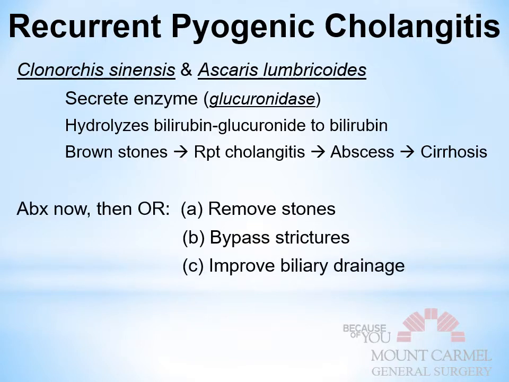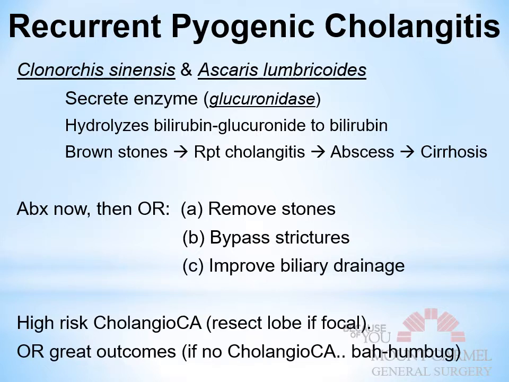You do antibiotics now, then you go to the OR. So what's the point of the OR? Well, you're going to remove the stones, you need to bypass strictures and evaluate for strictures, and you need to improve biliary drainage. And that may very well mean making something like a hepaticojejunostomy or something like that that allows you to drain more effectively.